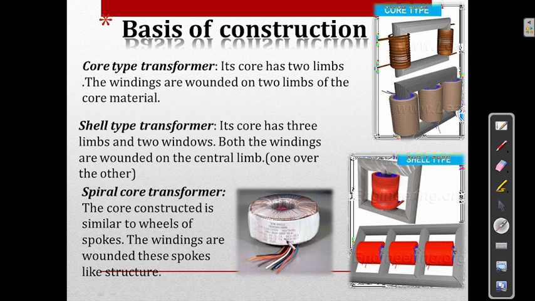The spiral core transformer. The core construction is similar to a wheel of spokes. The windings are wound on the spoke-like structure.